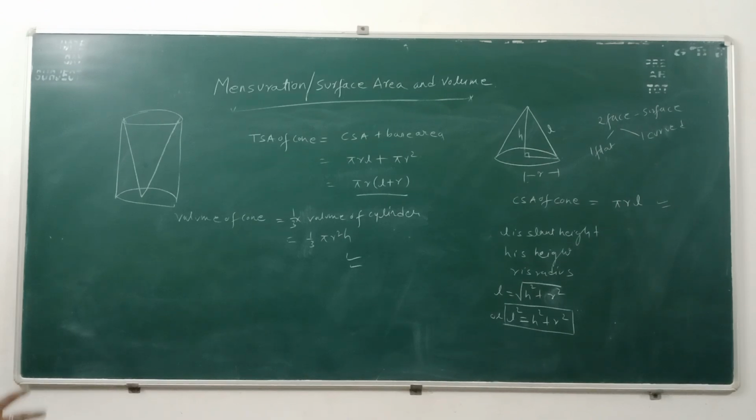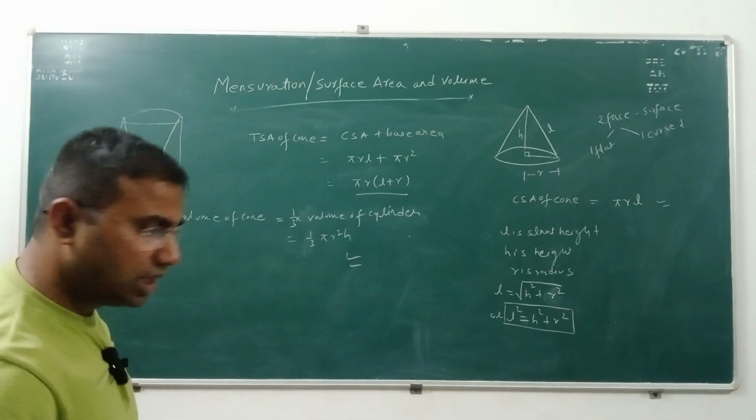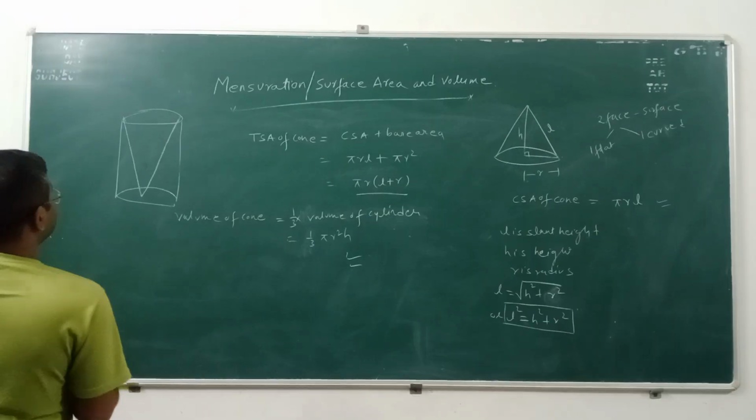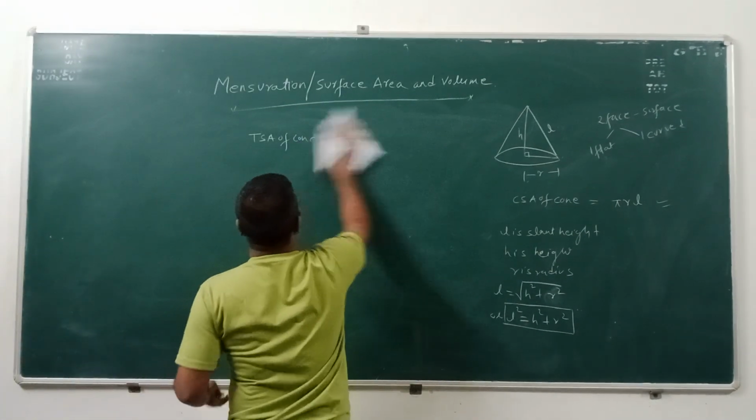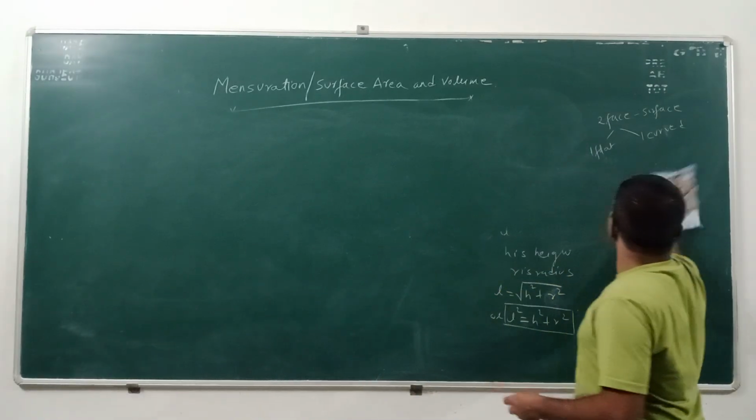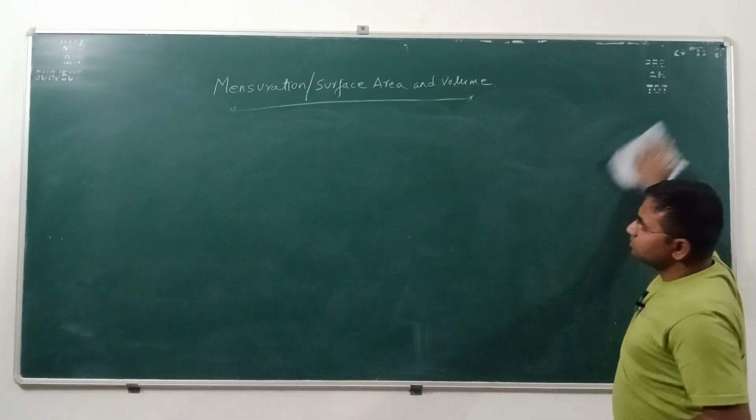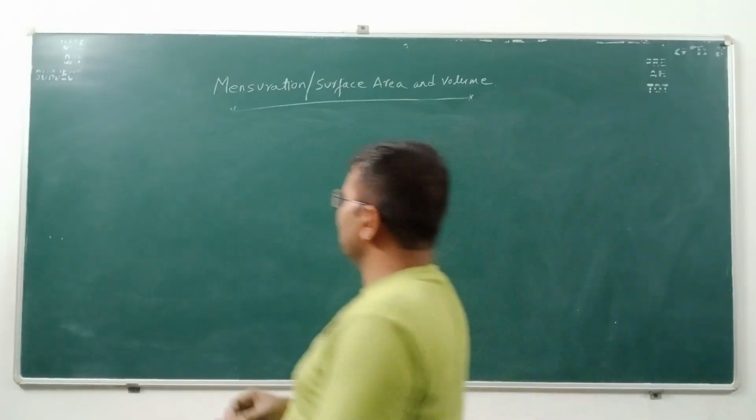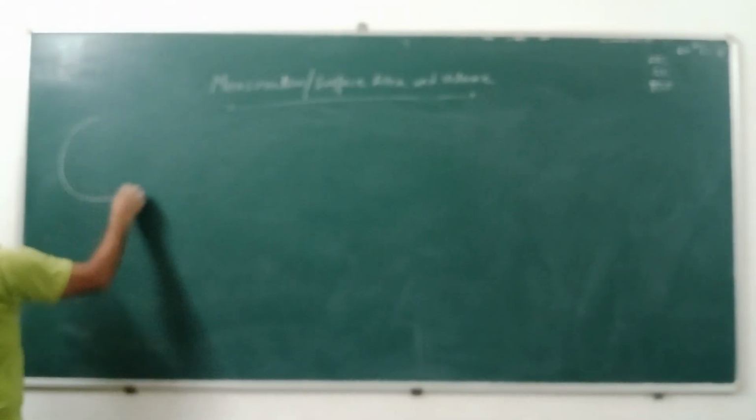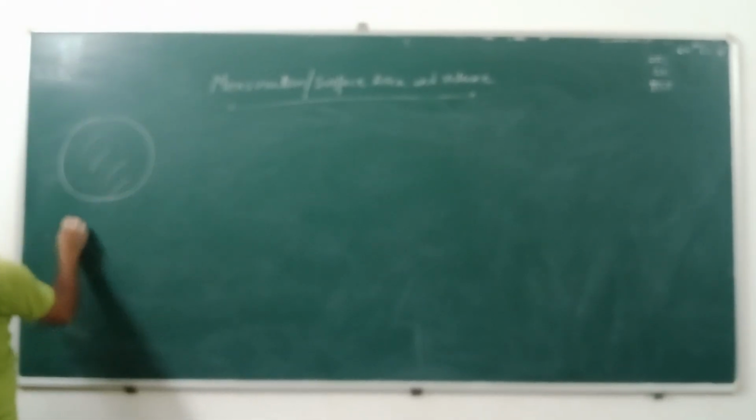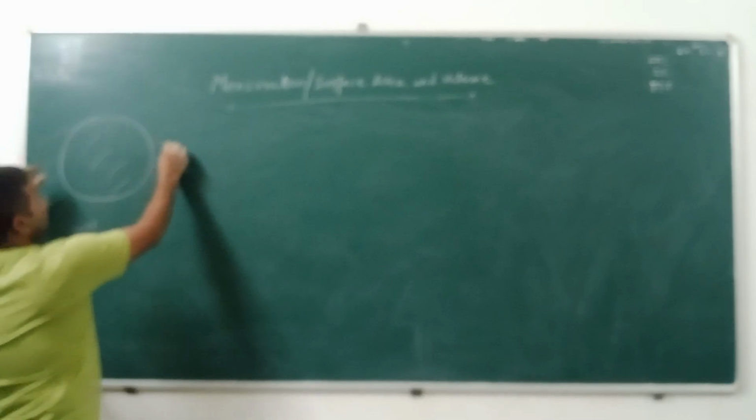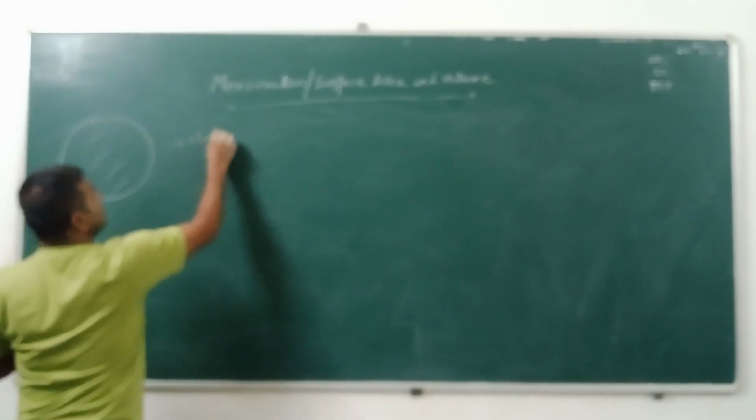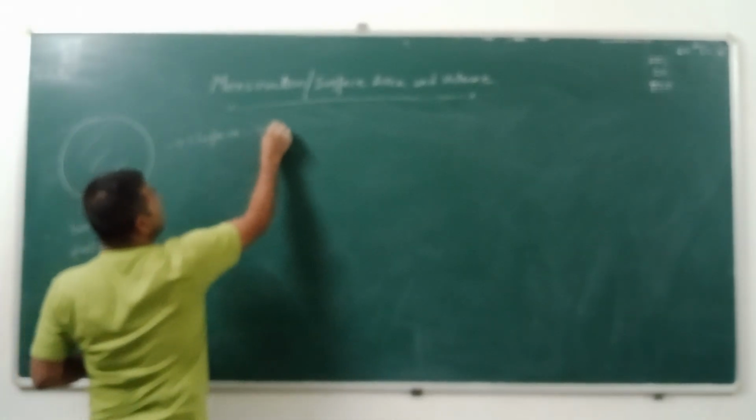Now let us talk about the sphere and hemisphere. So for writing the formula, I have to erase. I hope you have noted down. Okay, now see, a sphere can be any ball or football. Okay, it has only one surface, that is round.